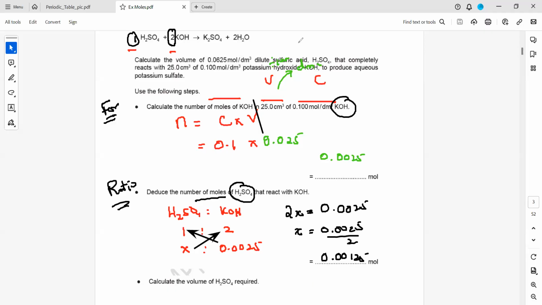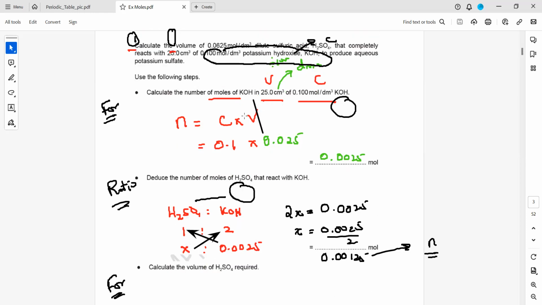Whenever we are solving a moles question, we always follow a sequence. It's formula, ratio, then the third part is also by formula. Which formula we will use depends on what we have. For sulfuric acid, we have the moles, and we have the concentration of sulfuric acid in the beginning of the question. H2SO4 concentration is also given to us. So if I need the volume, again I will use the third formula.